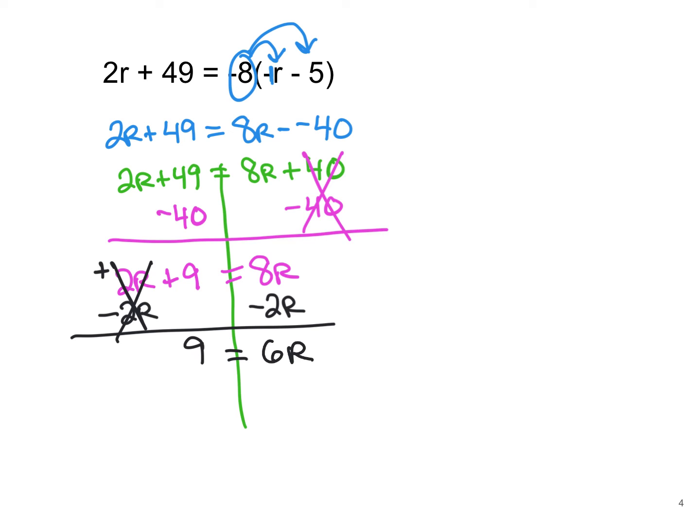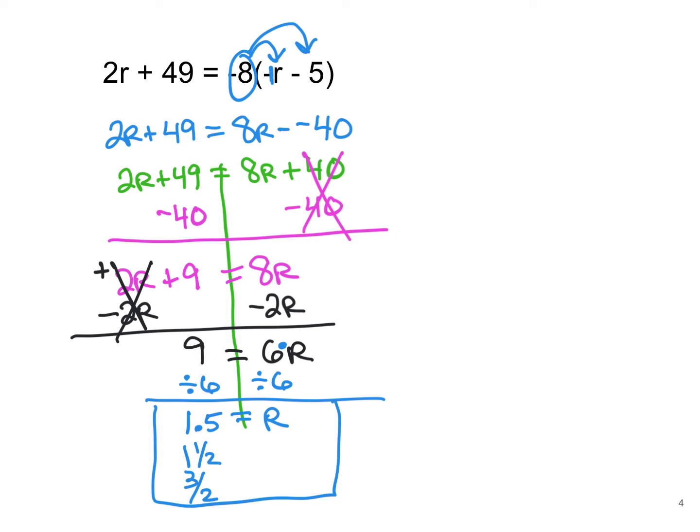Next, we want to get r by himself. 6 and r, they're multiplying, so that means we are going to divide by 6 on both sides. That leaves r by itself. 9 divided by 6 is 1.5. Well, that is awesome. We can also use 1 and 1/2, and we can also have 3 over 2. All of these are correct answers for this because they all represent the same thing.